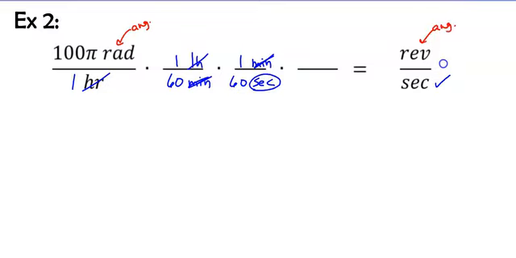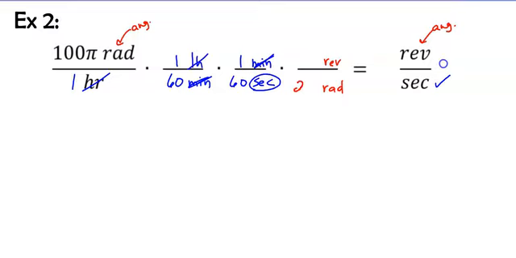We're not switching between linear and angular. We're going from angular to angular. So the question is, we want to get rid of radians. So we want radians to be on the bottom. We want to get rid of them. And we want revolutions to be left on top. So the question is, how many radians are in a revolution?